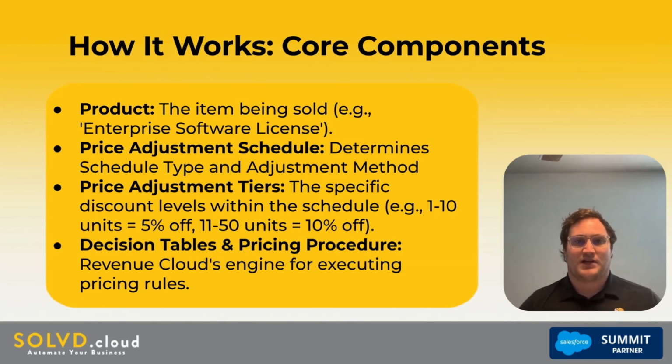So how does it all come together? At its core, we create a price adjustment schedule. Within that schedule, we define price adjustment tiers. These outline the quantity ranges and their corresponding discount percentages or amounts. These tiers are then linked to products. When this product is then added to a quote, the pricing procedure automatically executes these rules to apply the correct discount.